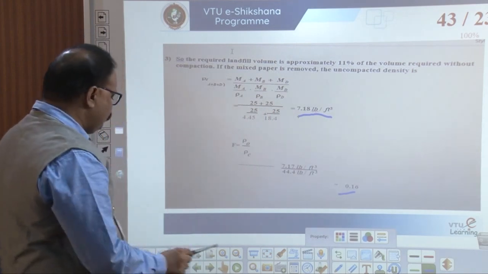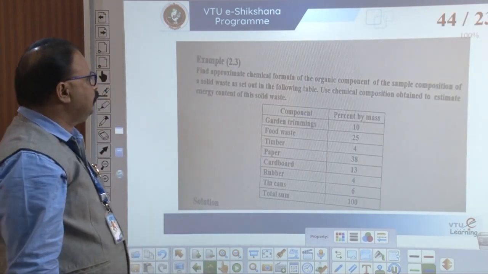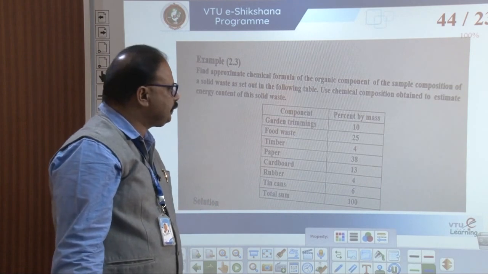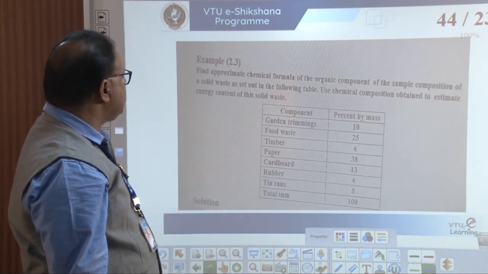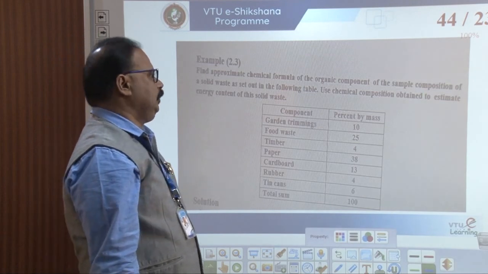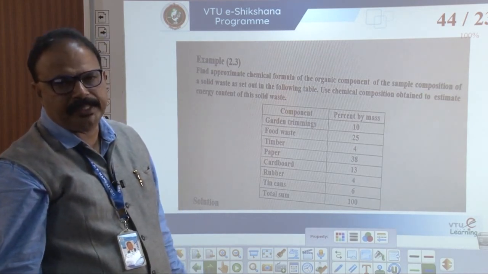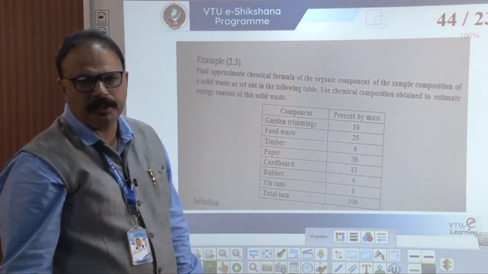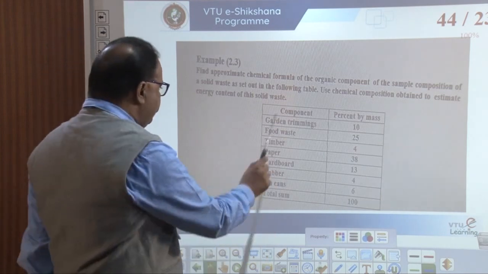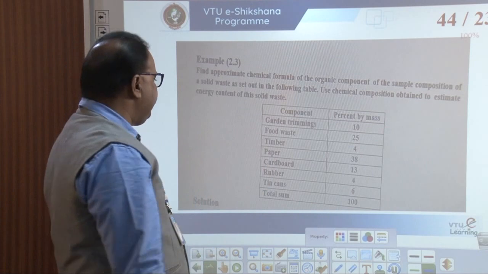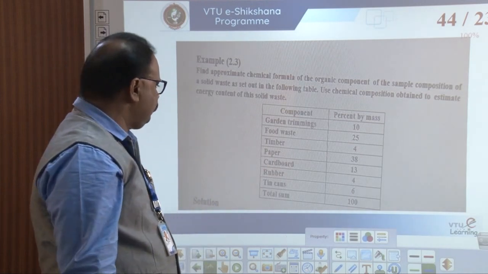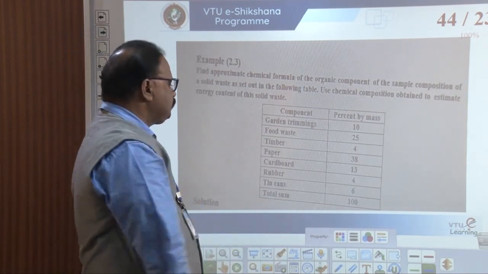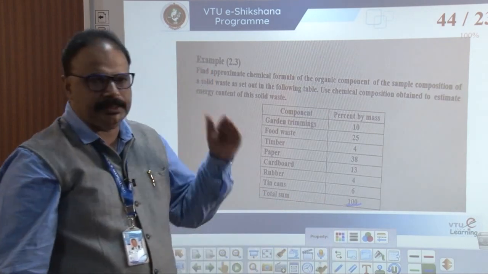Next problem. Find the approximate chemical formula of the organic component of the sample composition of the solid waste set out in the following table. Use the chemical composition to obtain an estimate of the energy content of the solid waste. Garden trimmings percentage mass is 10, food waste 25, timber 4, paper 38, cardboard 13, rubber 4, tin can 6, total sum 100. This is the question.